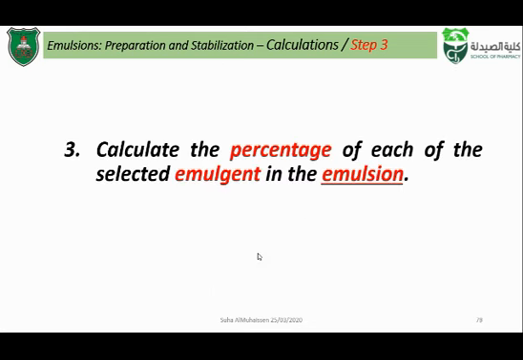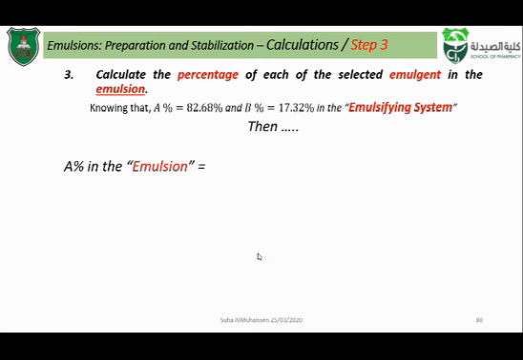Now, calculate the percentage of each of the selected emulsifiers in the emulsion. How? I need to remind you that we selected the fraction of each emulsifying agent in the emulsifying system, and these were 82.68% for A and 17.32% for B.